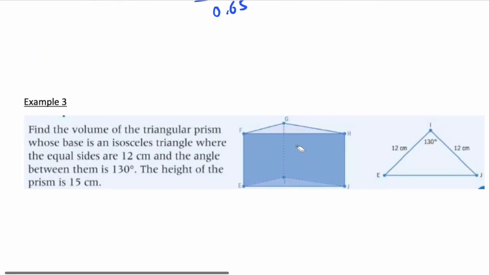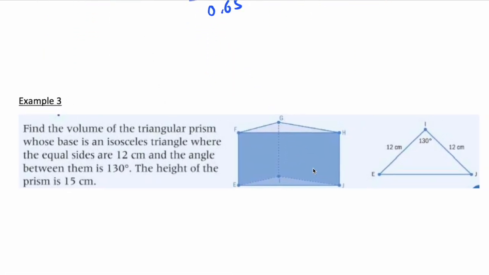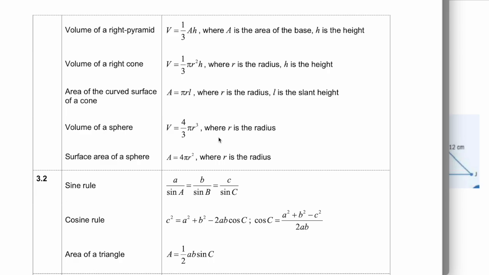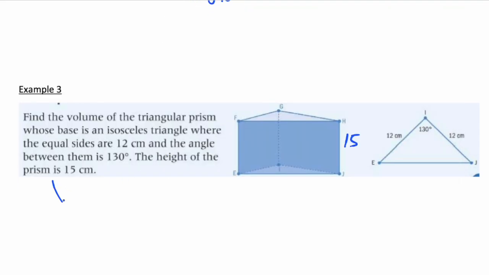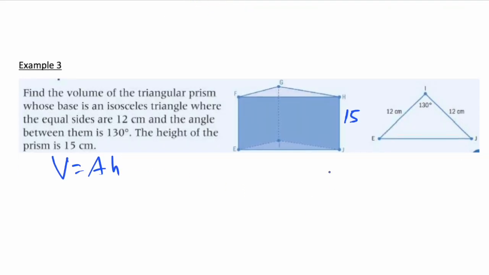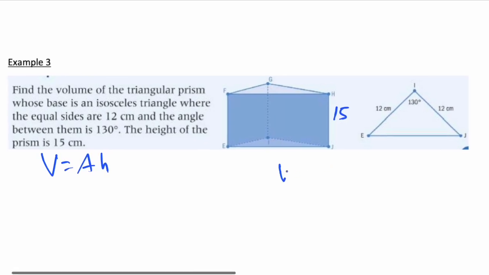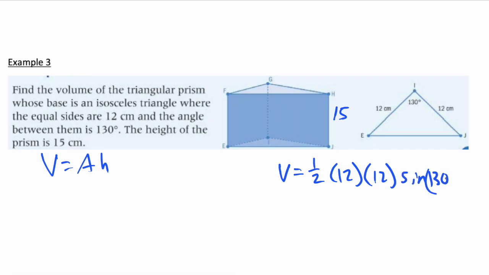Okay, next we have this shape. They give you basically this cross section. They give you all this information, so you can find the area of this triangular cross section, and they give you the height of the prism, which is 15. Let's look at the formula booklet for a second. It says volume of a prism is area of the base times the height, so we are going to get the area of the base first, and we can use our simple area formula. Half times 12 times 12 sine 130.